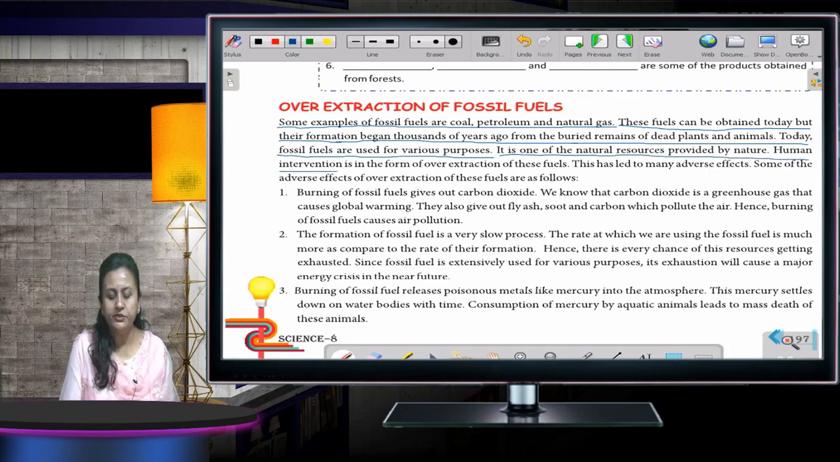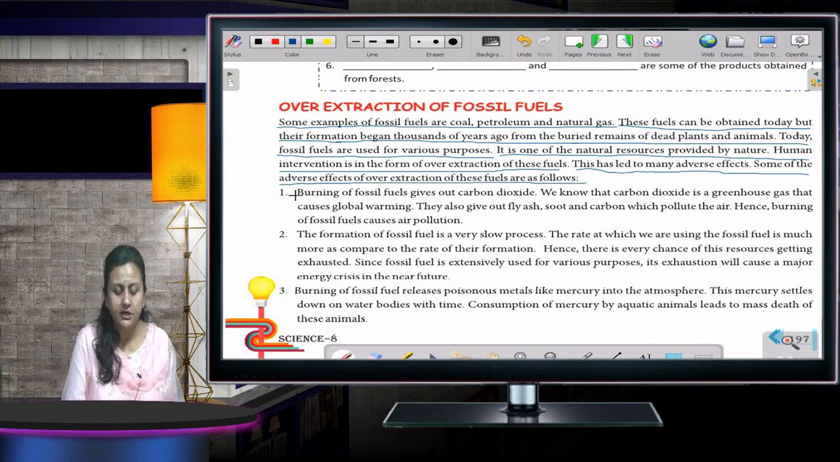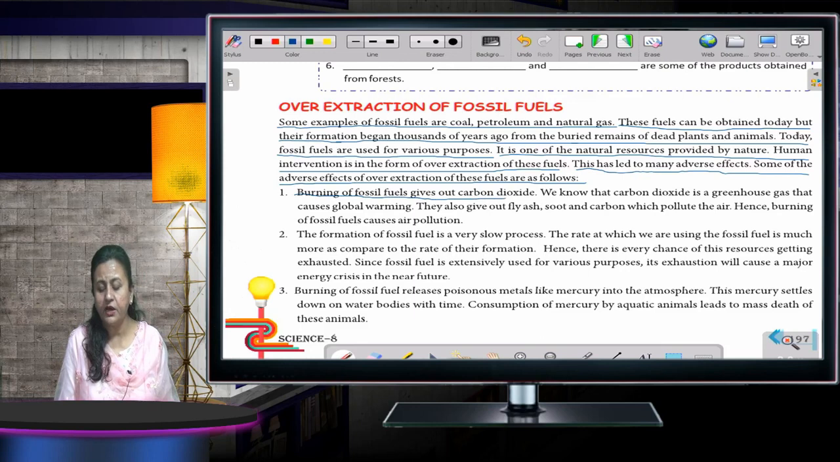Human intervention is in the form of over extraction of these fuels. This may lead to many adverse effects. Some of the adverse effects of over-extraction of fossil fuels are as follows. First, burning of fossil fuel gives out carbon dioxide. We know that carbon dioxide is a greenhouse gas that causes global warming. They also give out fly ash, soot and carbon which pollutes the air. Hence, burning of fossil fuels causes air pollution.